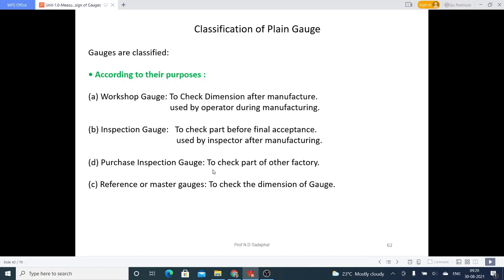Then purchase inspection gauges are there, to check the parts of another factory which we are purchasing for assembly purpose or any other purpose. And then the reference or master gauge: to check whatever gauges we are using, one more master gauge is there. So that is called a reference gauge.